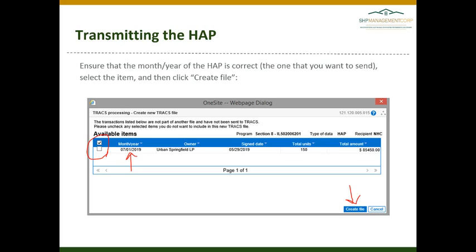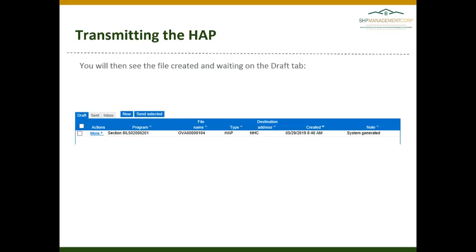Double check that month and year, make sure that is correct, and select the file and then click the Create File button. Once you have done so, you'll then see that file sitting on the Draft tab. And you can see the file name, the type, where it's going. In this case, NHC is the name of the CA, the date and time the file was created.